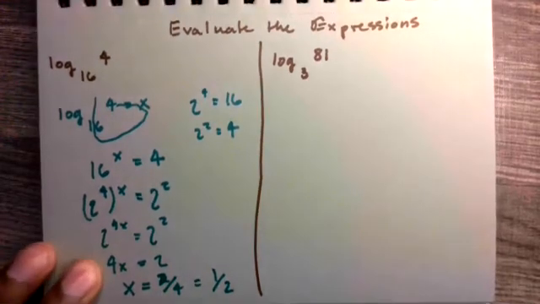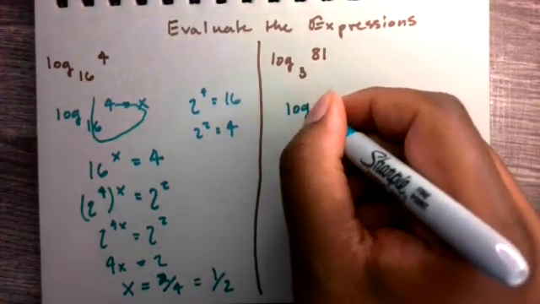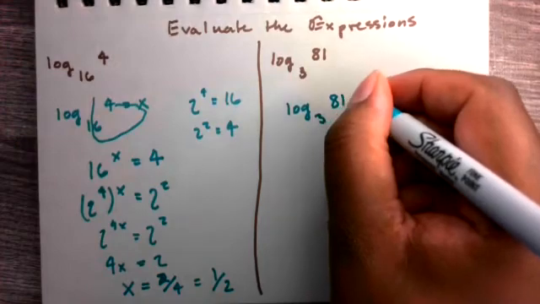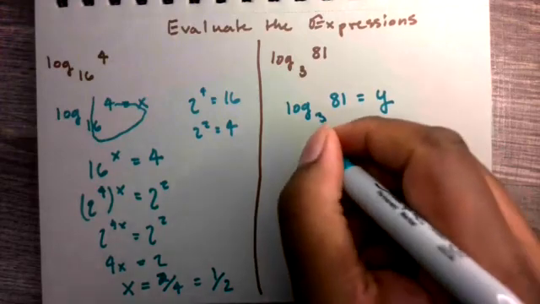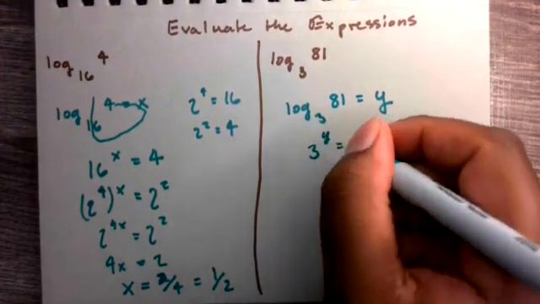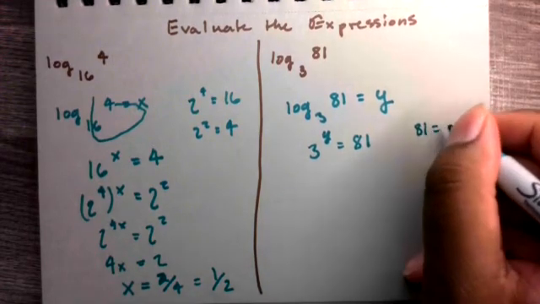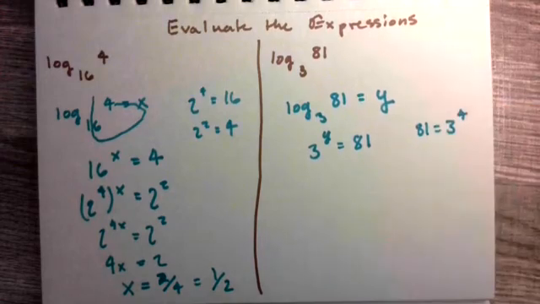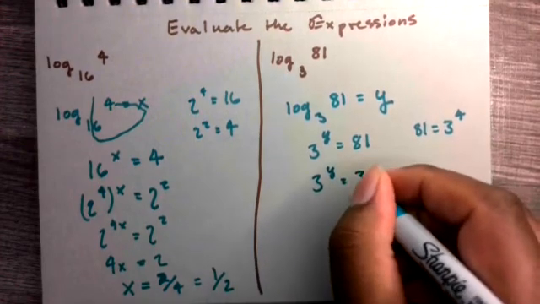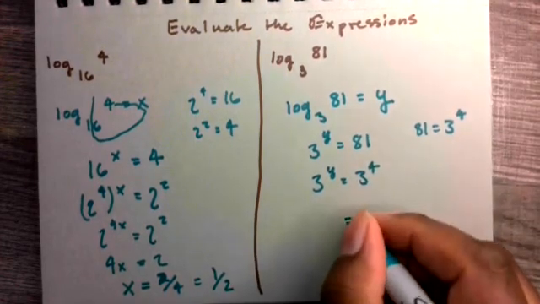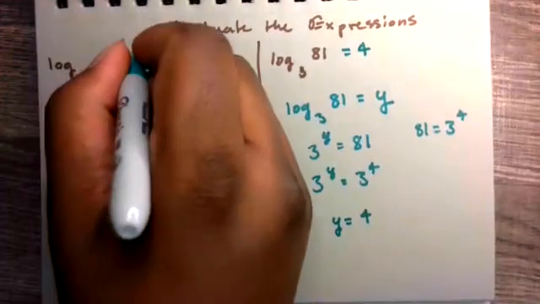All right, let's look at log base 3 of 81. So I'm going to go log base 3 of 81 equals, I don't know, I'm going to choose y this time. Then set it up: 3 to the y equals 81. Well, once again, I know 81 is just 3 to the 4th power, right? And so I go 3 to the y equals 3 to the 4th. So therefore, y must equal 4. So 4 is the answer here.